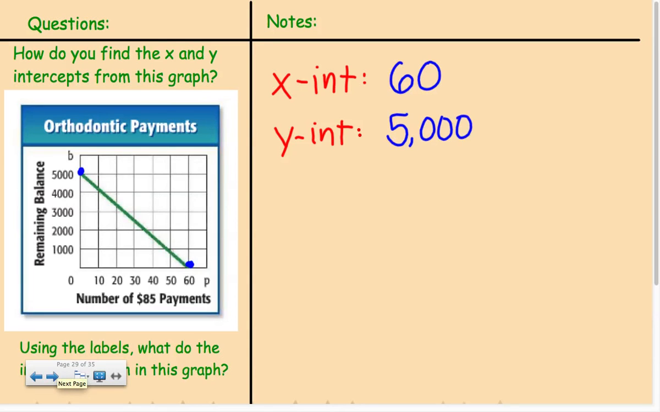Let's label both of those coordinate points. So this one right here is 60, 0. This one right here is 0, 5,000.